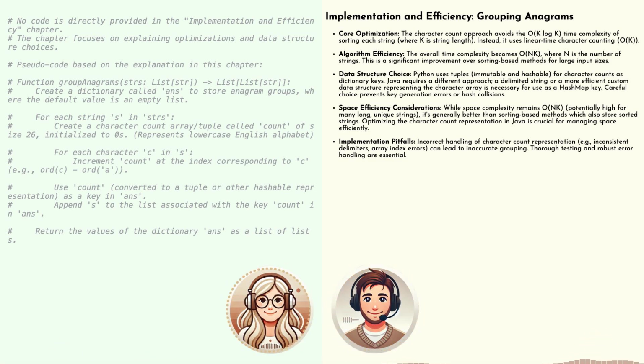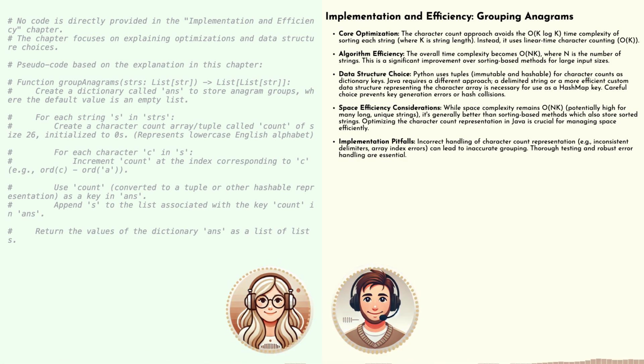Hold on. O of nk. That's linear time complexity. So we've gone from O of n squared with brute force to O of nk log k with sorting, and now down to O of nk. That's a massive improvement, especially when you're dealing with tons of words. Exactly. And it's all thanks to this clever idea of using character counts as a proxy for identifying anagrams.